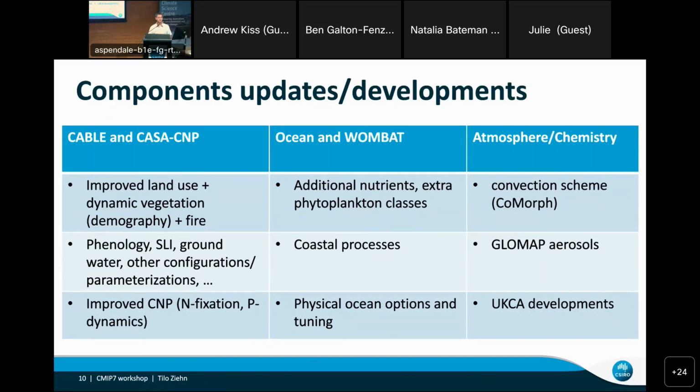And I will stop here. And hopefully that sets a bit the scene as well for the breakout sessions later.